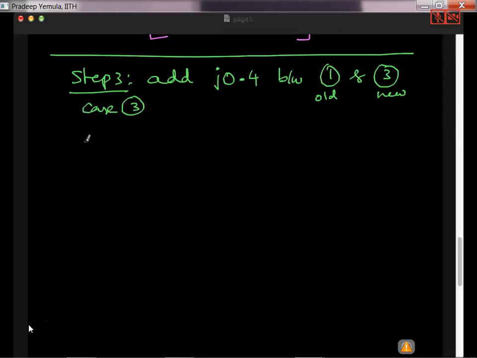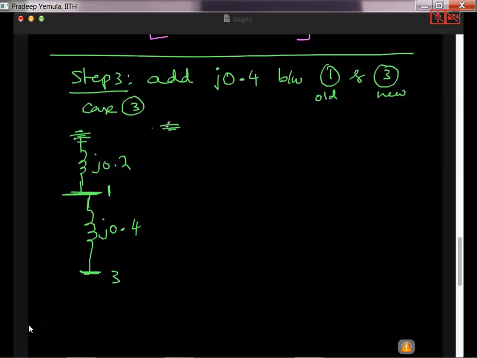So let me draw the diagram. The diagram is like this. I'll just simply show the impedances. J0.2, then I have bus 1, then J0.4, then I have bus 3. Whereas this part of the network is also there, J0.4 and then bus 2 is already there. So this part is separate, this part is separate, and this one I am adding.